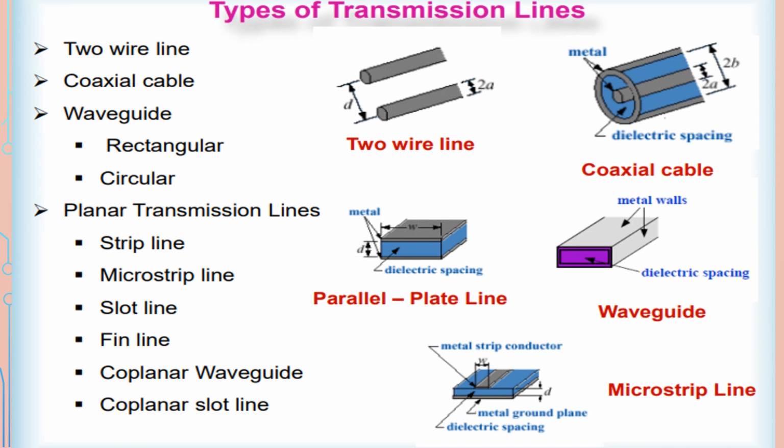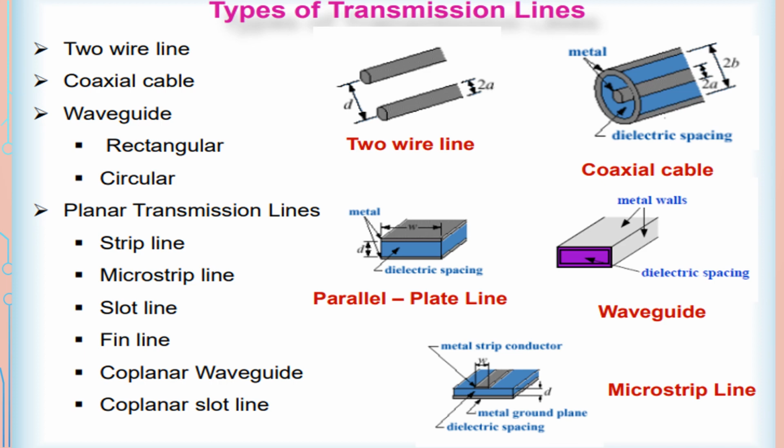Now let us look into the various types of transmission lines. A two-wire line is what we see in our day-to-day life. If you look at the transmission of electrical power, the electrical cables we have are a two-wire line, that is, a pair of wires separated by a small distance. Another good example which we see in our day-to-day life is the coaxial cable. When you look at your TV, the cable connection that connects to your TV is a coaxial cable.